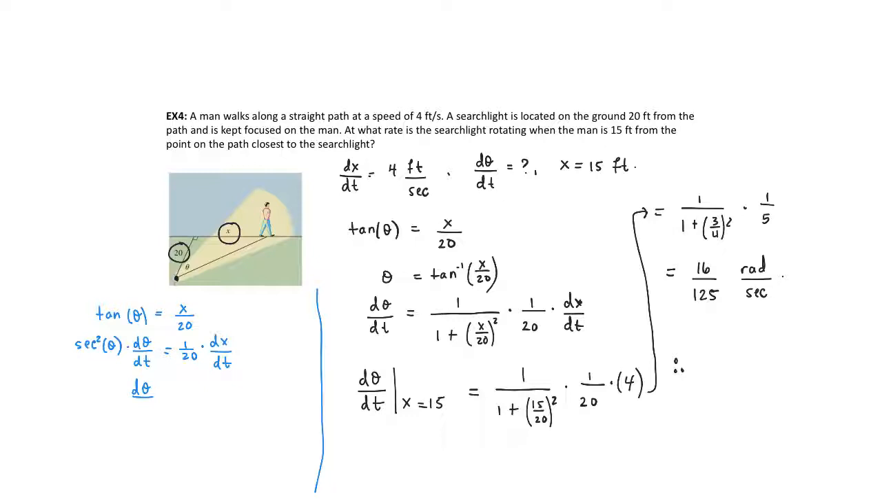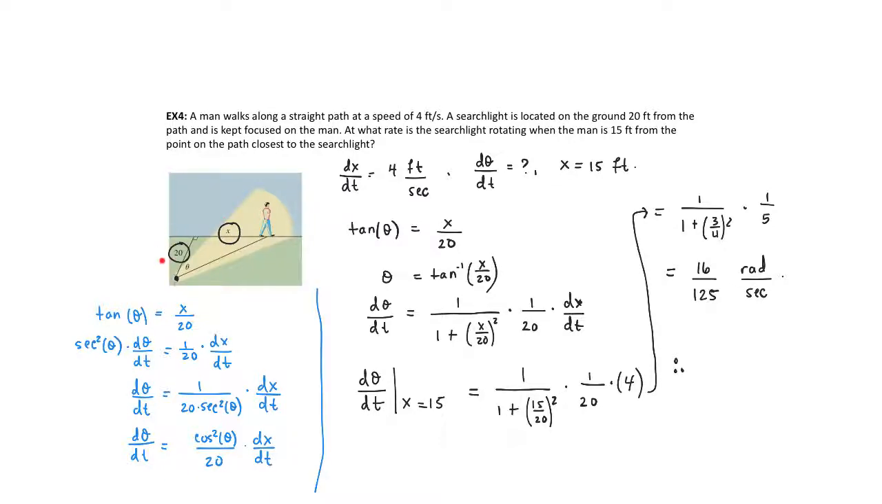That's what we want. So d theta by dt will be equal to 1 divided by 20 times secant squared of theta, times dx by dt. And then that is going to give us, since 1 over secant squared is cosine squared, cosine squared in the numerator divided by 20, times dx by dt. And notice now that it is possible to find the value of cosine squared.